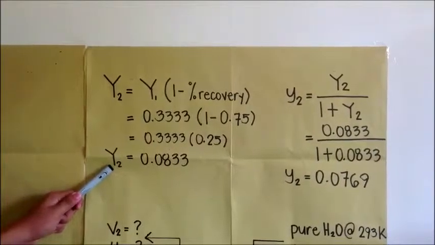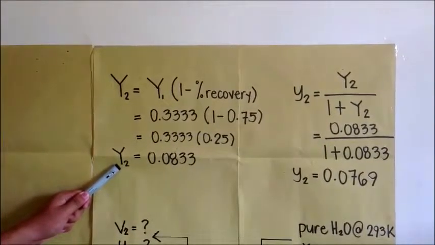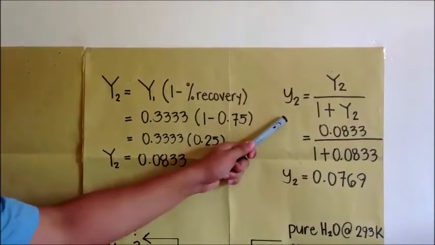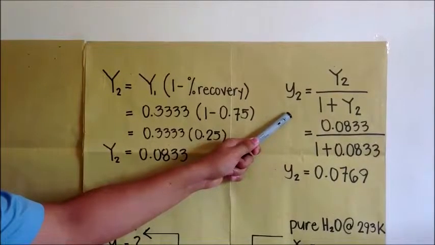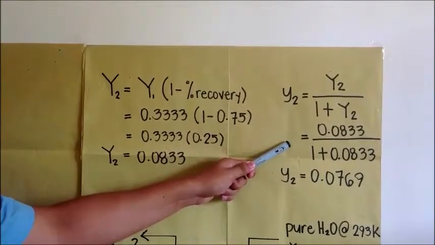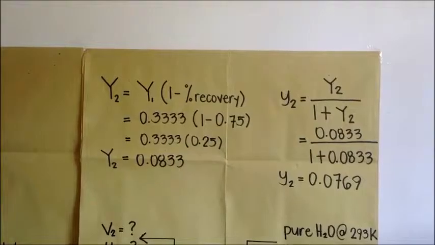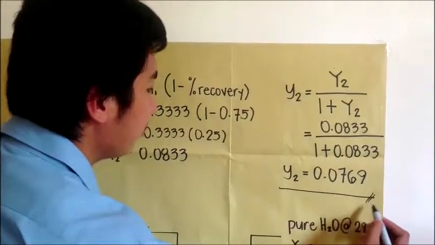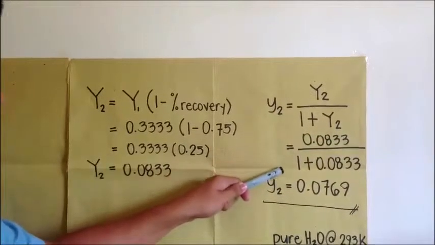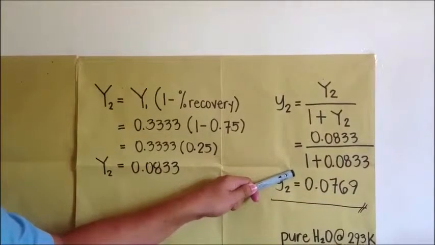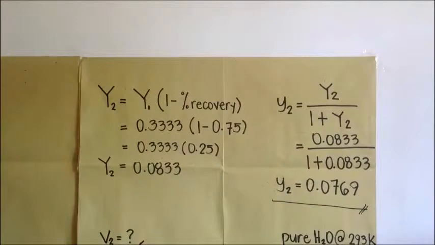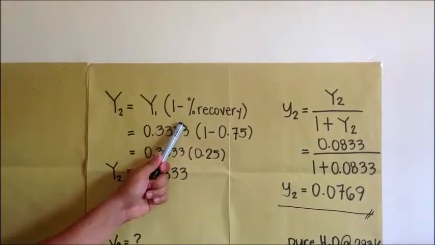We will just convert this value to the wet basis concentration to get our final answer. We will just divide big Y2 by 1 plus big Y2, which is 0.0833 all over 1 plus 0.0833 and has a value of 0.0769. As we can see, our final equation in this calculation is the same as what we've done in the previous method. Therefore, we can conclude that this formula can solve this particular problem.